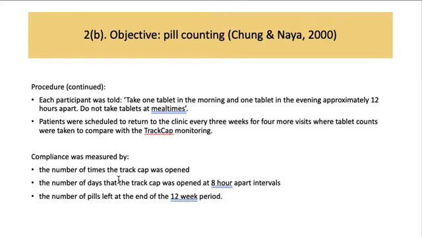Okay, now the compliance was measured by the number of times the TrackCap was opened. So if it was opened twice a day, that means they have been adhering. The number of days that the TrackCap was opened at 8-hour apart intervals. So this should be 21 days. Okay, so 3 weeks, right, before the next appointment. So in that 3 weeks, there should be 21 days where it was opened at 8-hour apart intervals, and the number of pills left at the end of the 12-week period.